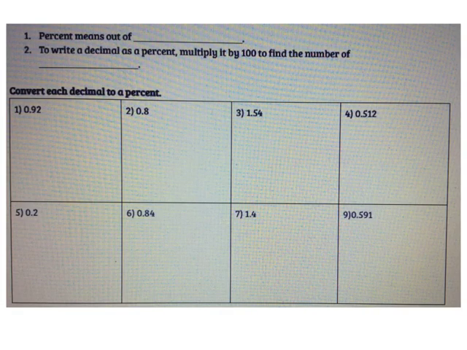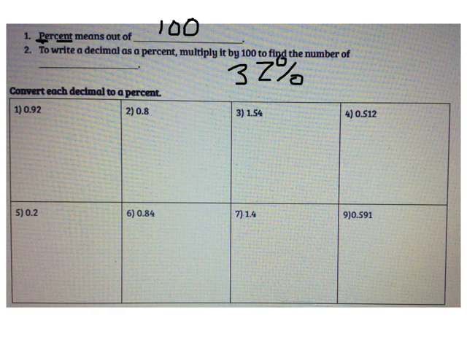Today we're going to talk about percents for the very first time. Per means out of, and cent means 100. So percent just means out of 100. If I said 32%, that's the same as saying 32 out of 100, or 32 hundredths.